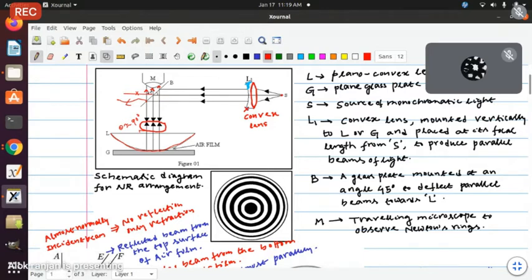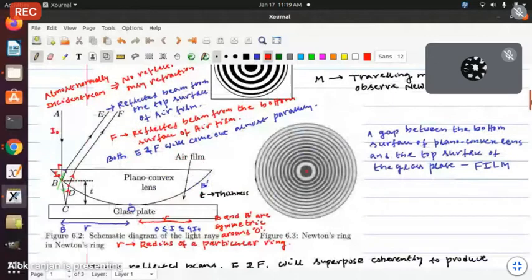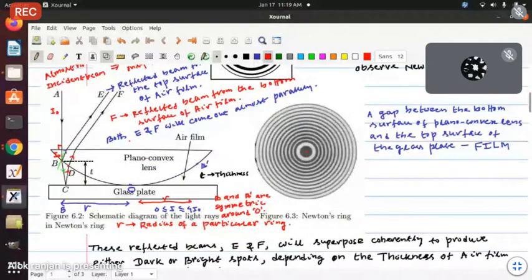So as I said earlier, the main components of this Newton's rings experiment are the plano-convex lens and the plain glass plate, which we put beneath the convex side of this plano-convex lens. So let's look carefully at what is happening here. So that I have enlarged. You can see here, right? So this is the plano-convex lens, and we have a glass plate.